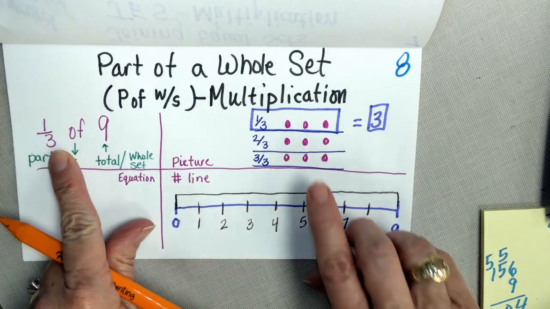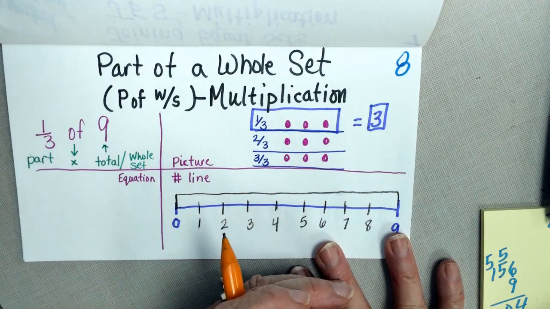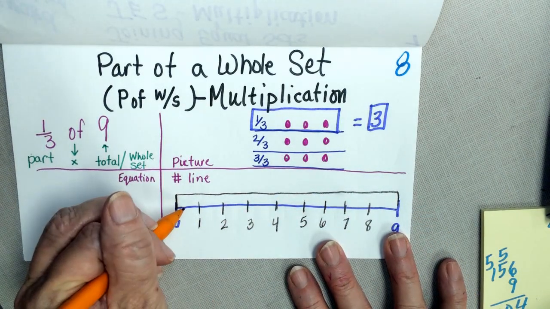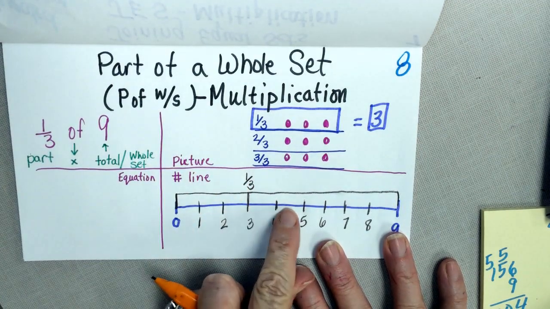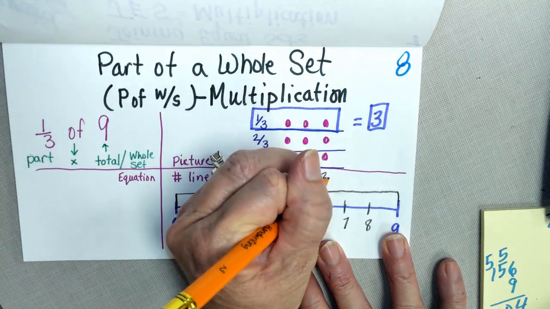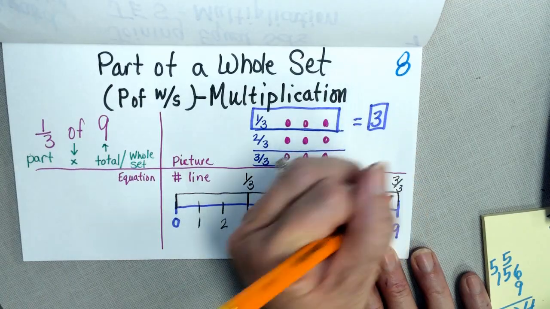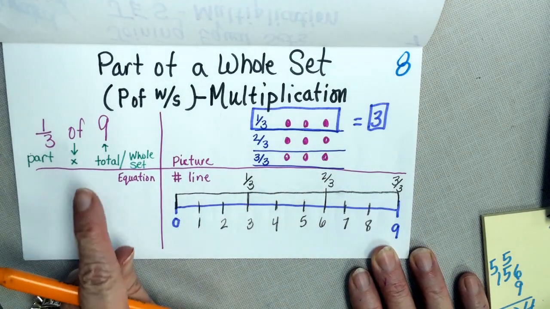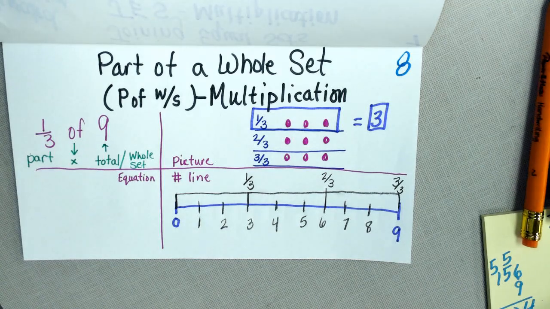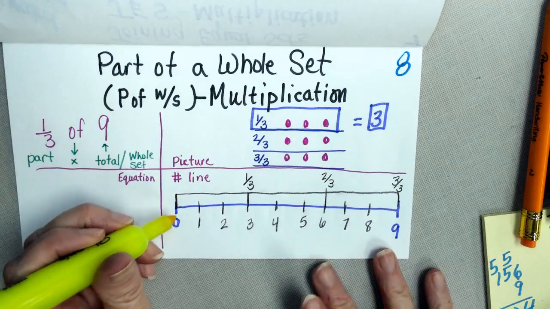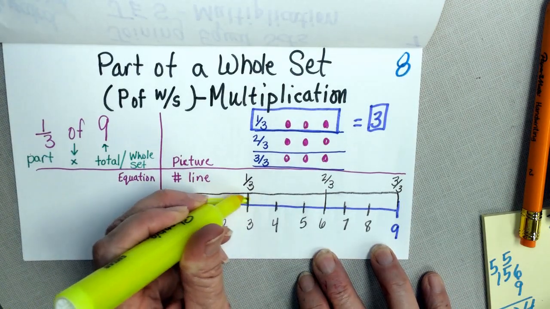I partitioned my picture so that I had groups of 3. So I'm going to partition my number line in groups of 3 too. So 1, 2, 3. This would be 1/3 of the group. 1, 2, 3. This would be 2/3 of the group. 1, 2, 3. This would be 3/3 of the group. The part that we're worried about is the 1/3 part. And that would be this. I would start at 0 and I would go all the way to the 1/3 marking line.